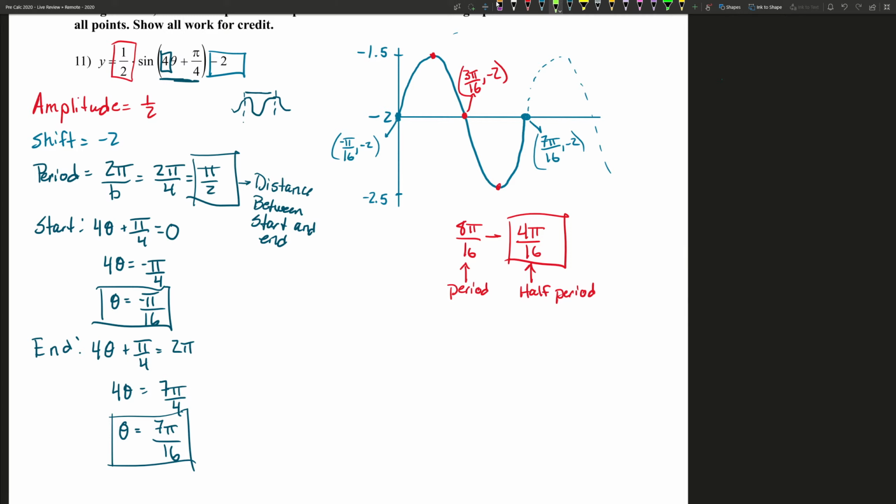And then maybe I'll do this next part in a darker green. Half of that is 2 pi over 16. Right, so that would give us this point. All right, so negative pi over 16 plus 2 pi over 16, that just gives us pi over 16, comma negative 1.5. And then we have to do that down here too, right? So 3 pi over 16 plus 2 pi over 16, that gives us 5 pi over 16, comma negative 2.5.